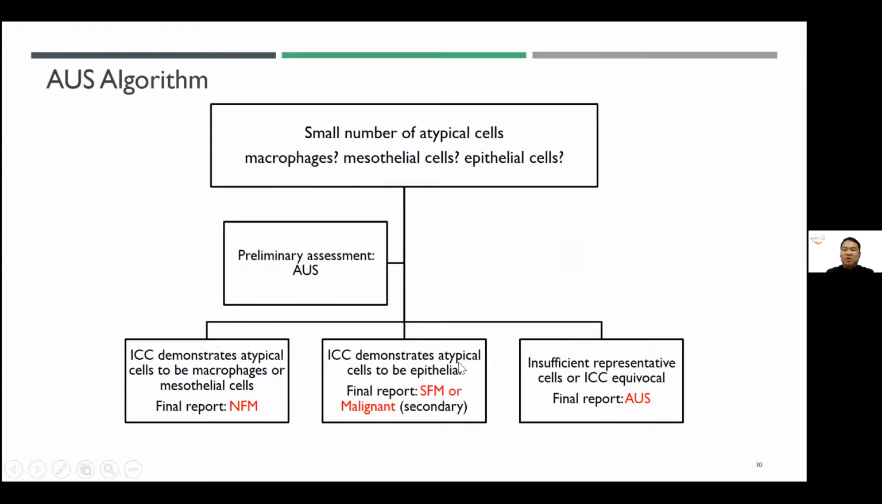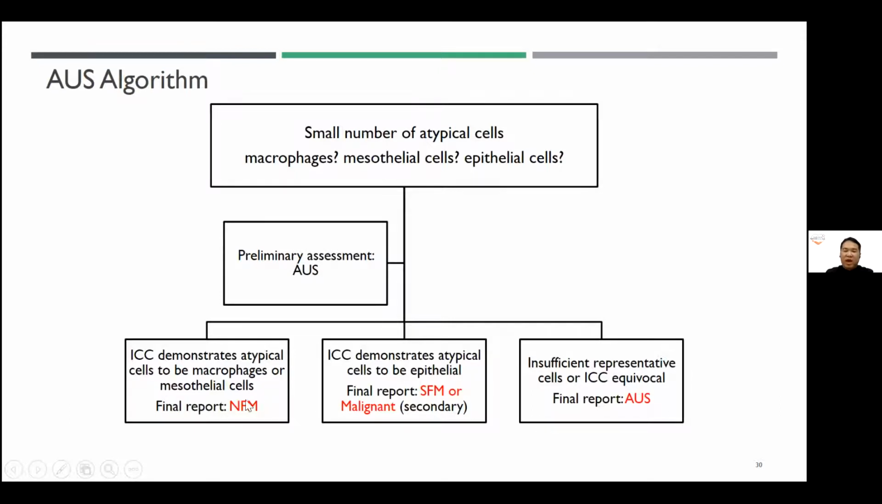If the atypical cells, after staining, are of epithelial origin, maybe they are metastatic lung adeno, you should report them as suspicious for malignancy or positive for malignancy, metastatic. If you don't have adequate samples, you have inadequate slides to do ICC stain, you can just report them as AUS as a final diagnosis. That's why we keep AUS, because we may have these three scenarios.